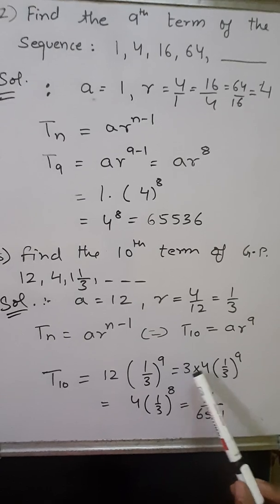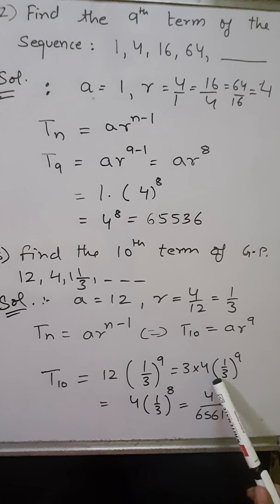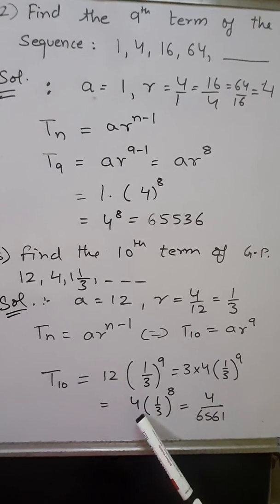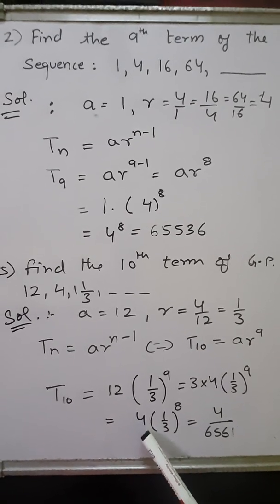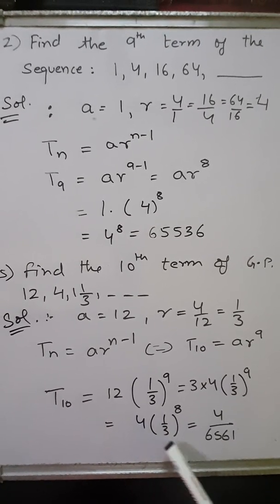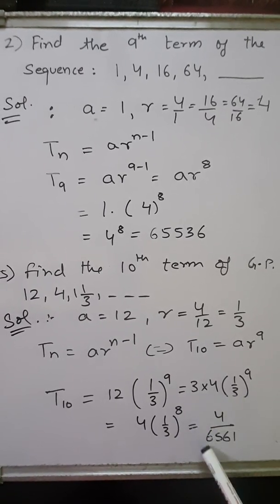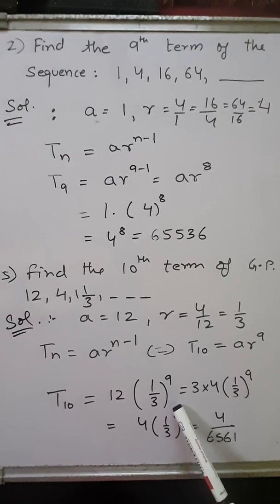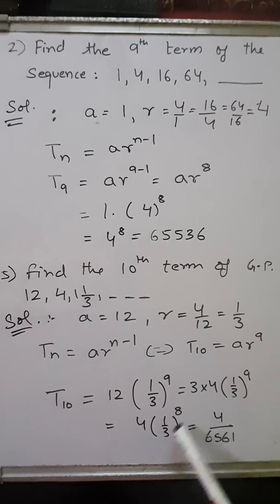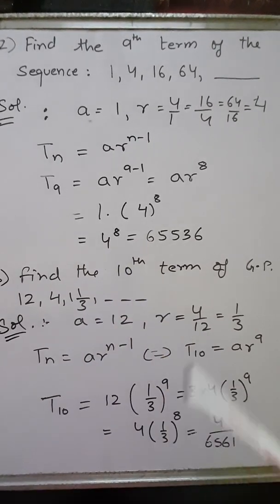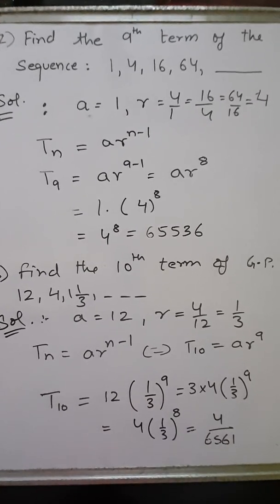12 can be written as 3 into 4, into 1 by 3 to the power 9. By applying the law of indices, when we simplify, we'll get the value 4 into 3 to the power 8. Right, children? Now, the value of 3 to the power 8 is 6561. So the simplified answer will be 4 upon 6561. Now, when higher powers are given, you can leave your answer here only. This will be accepted, right? If it is not asked to write in the simplified form, then you can leave your answer. Note down, children.